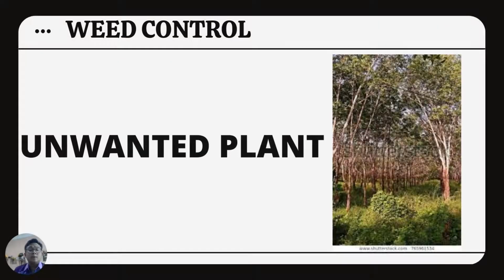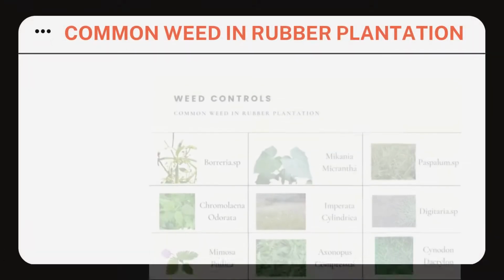All right, the last topic is weed control. We know weeds are unwanted plants that affect production, and the nutrients that should be absorbed by the rubber tree are absorbed by the weeds instead. So we need to control the weeds that grow nearby the rubber tree plantation.